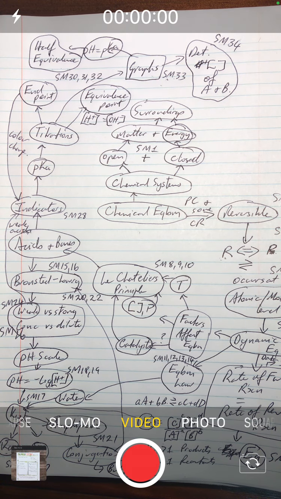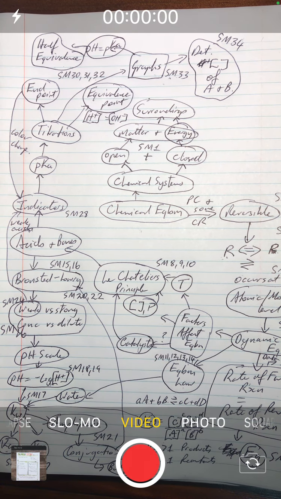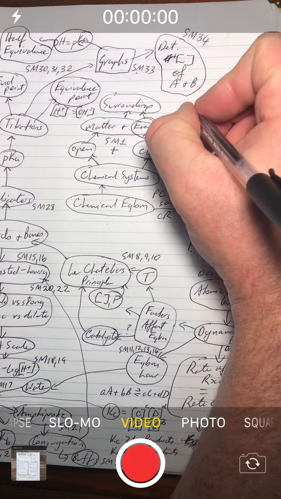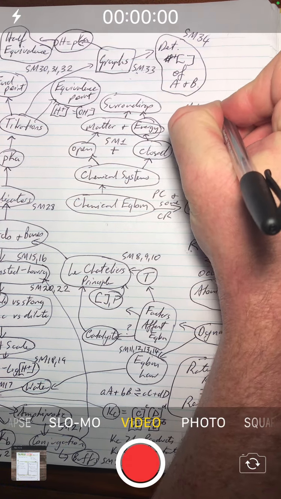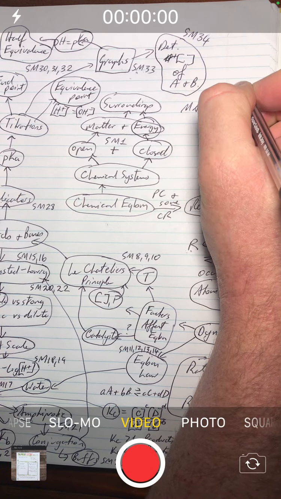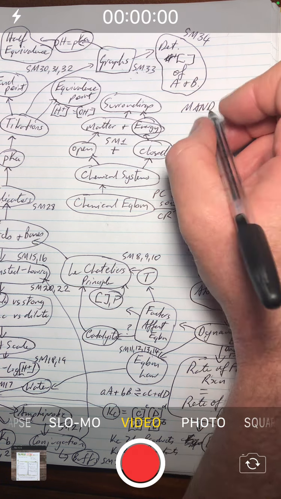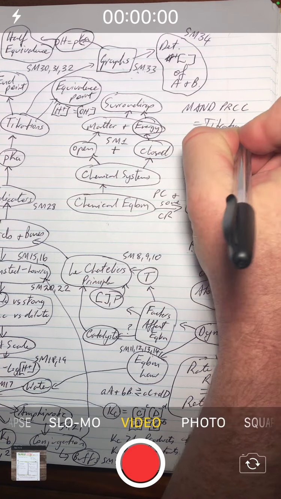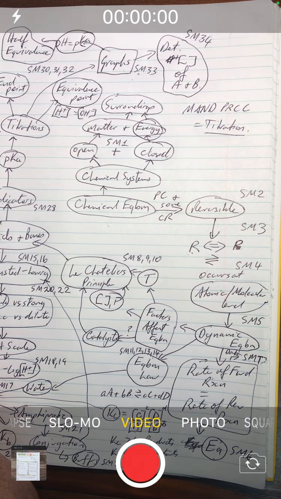Well, that's it. That's what we've got to basically know. Out of all of that, you have a mandatory prac that is based on a titration. And of course that will form one of your options for your student experiment.